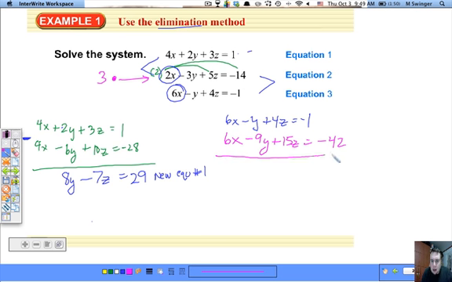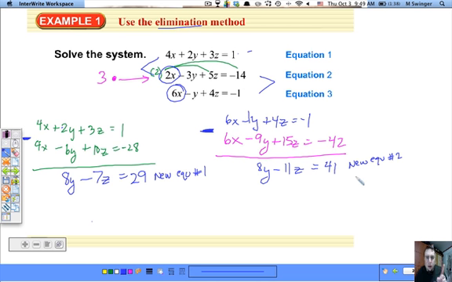Now I have another system of 2 equations, but I need to eliminate. In this case, these are both 6, so I have to subtract. Okay, now 6 minus 6, nothing. We eliminated x, perfect. Negative 1y minus negative 9, so negative 1 plus 9 is 8y. 4 minus 15, that's negative 11z equals negative 1 minus negative 42. Negative 1 plus 42 is 41. This is new equation number 2.